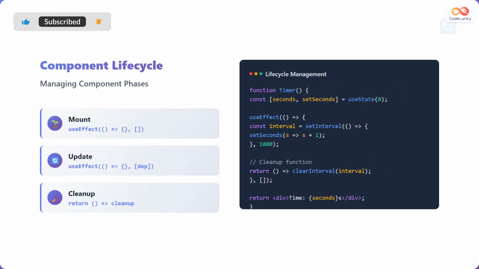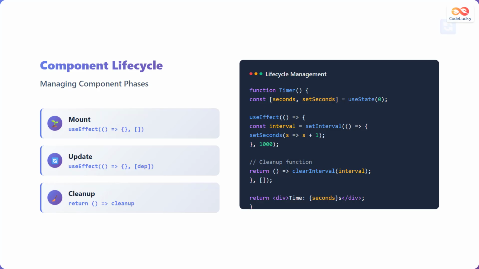React functional components have three main lifecycle phases that you can manage with the useEffect hook. The mount phase occurs when a component first renders. Use useEffect with an empty dependency array to run code only on mount, perfect for initial data fetching or setting up subscriptions. The update phase happens when component props or state change.